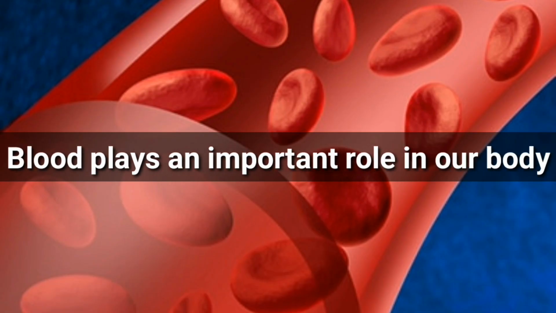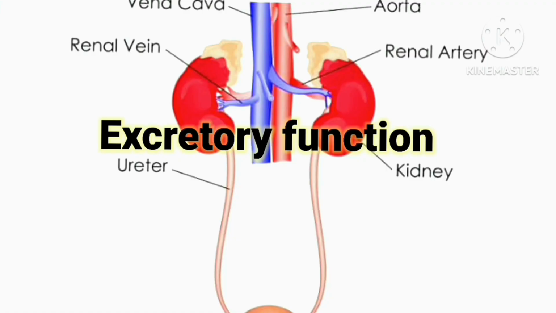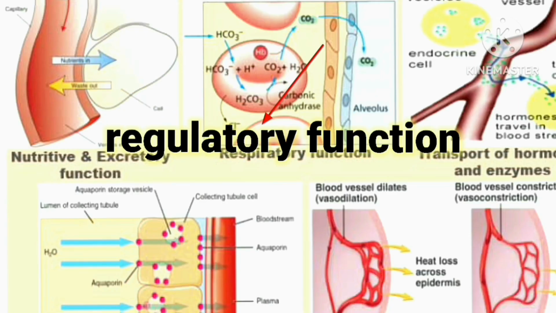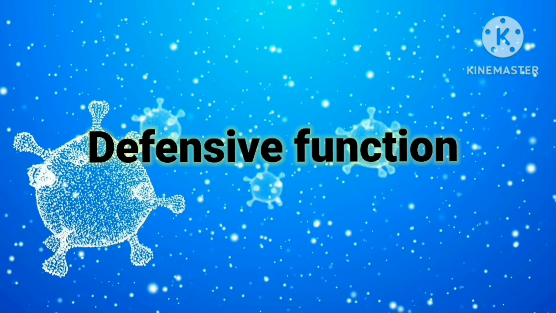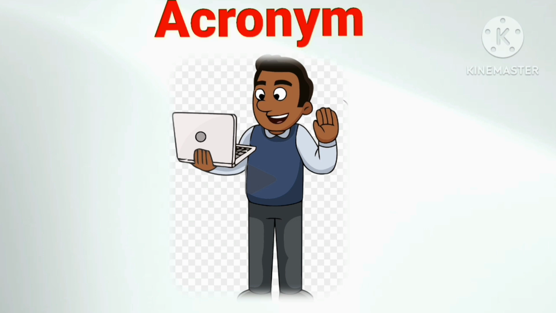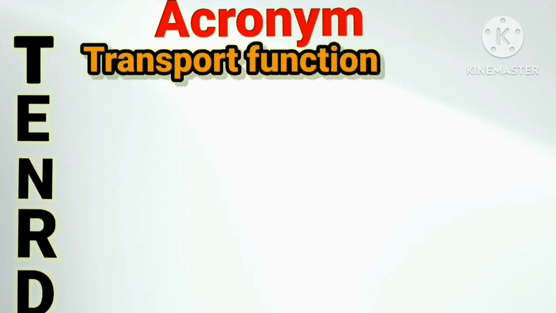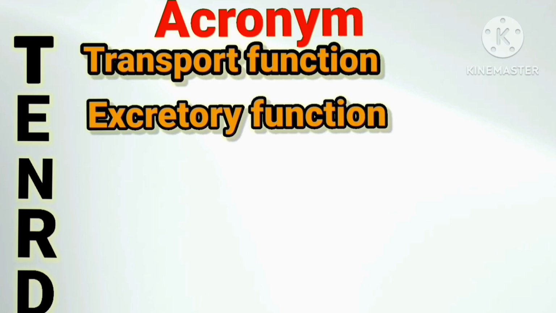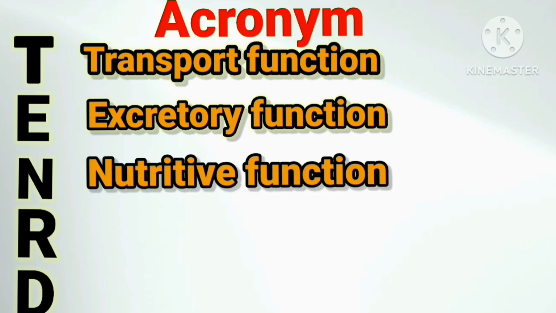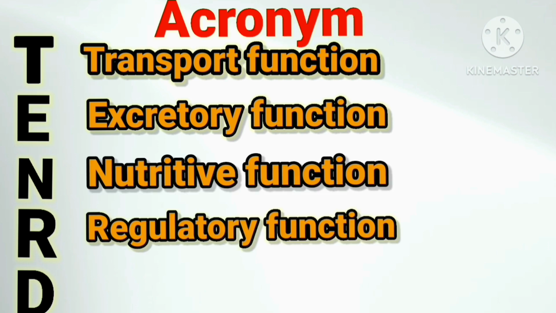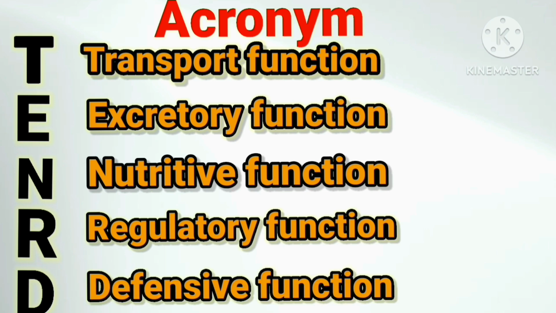Blood plays an important role in our body, right from the transport function, excretory function, nutritive function, regulatory function, to defensive function. For simplicity, here is an acronym for the functions of blood I told you about. The acronym is TENRD. The T stands for transport function, E stands for excretory function, N stands for nutritive function, R stands for regulatory function, and D stands for defensive function.